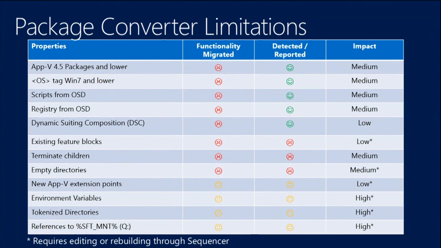So the last three are some of the stuff that we ran into, starting with environment variables. Environment variables actually do get migrated, and they do get tokenized to new directories. So if you had variables like SFTMNT or CSIDL, they do get migrated to the new tokens. But we saw that it wouldn't always work, and I have a screenshot of that in the next slide. The same goes for tokenized directories. It doesn't always work. You really have to test those out.